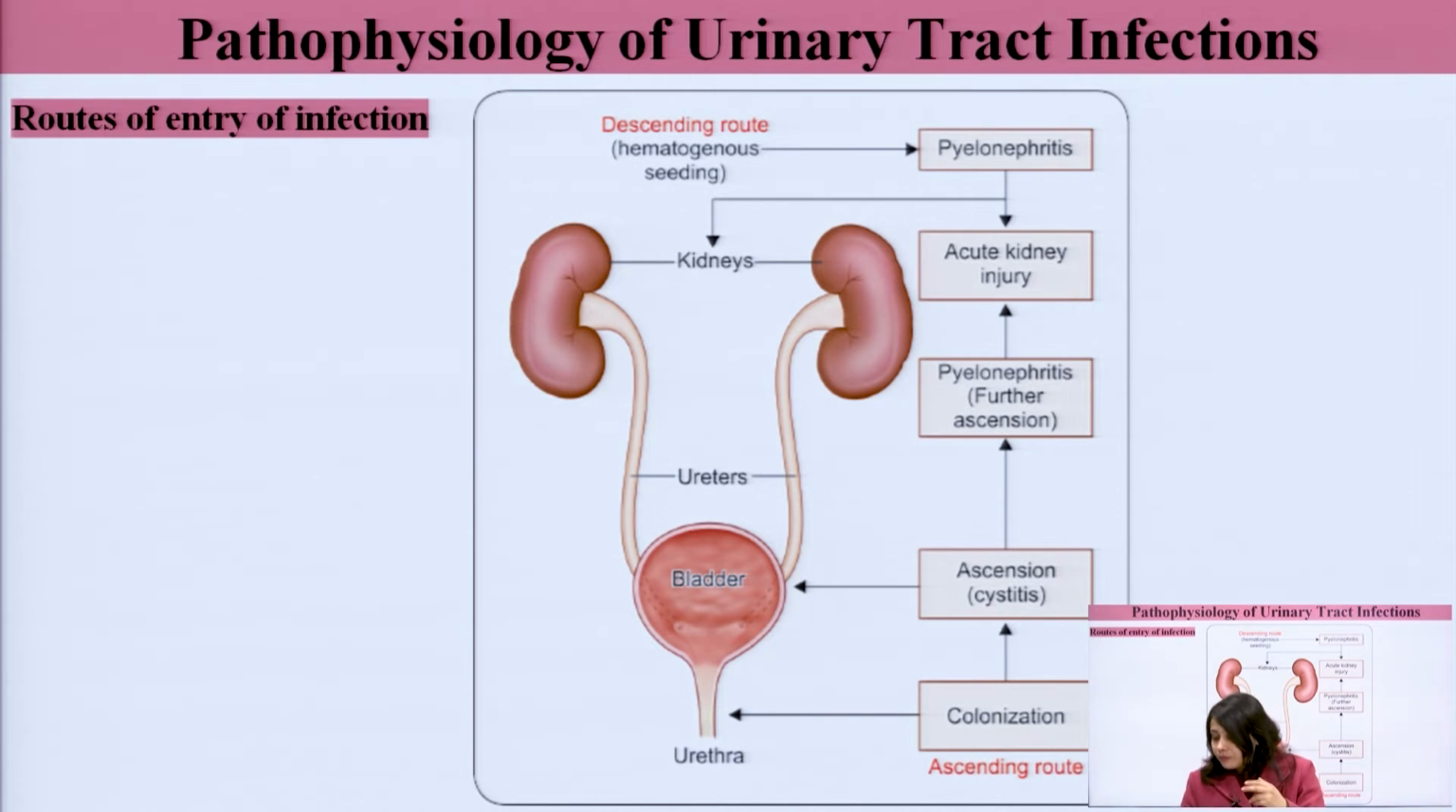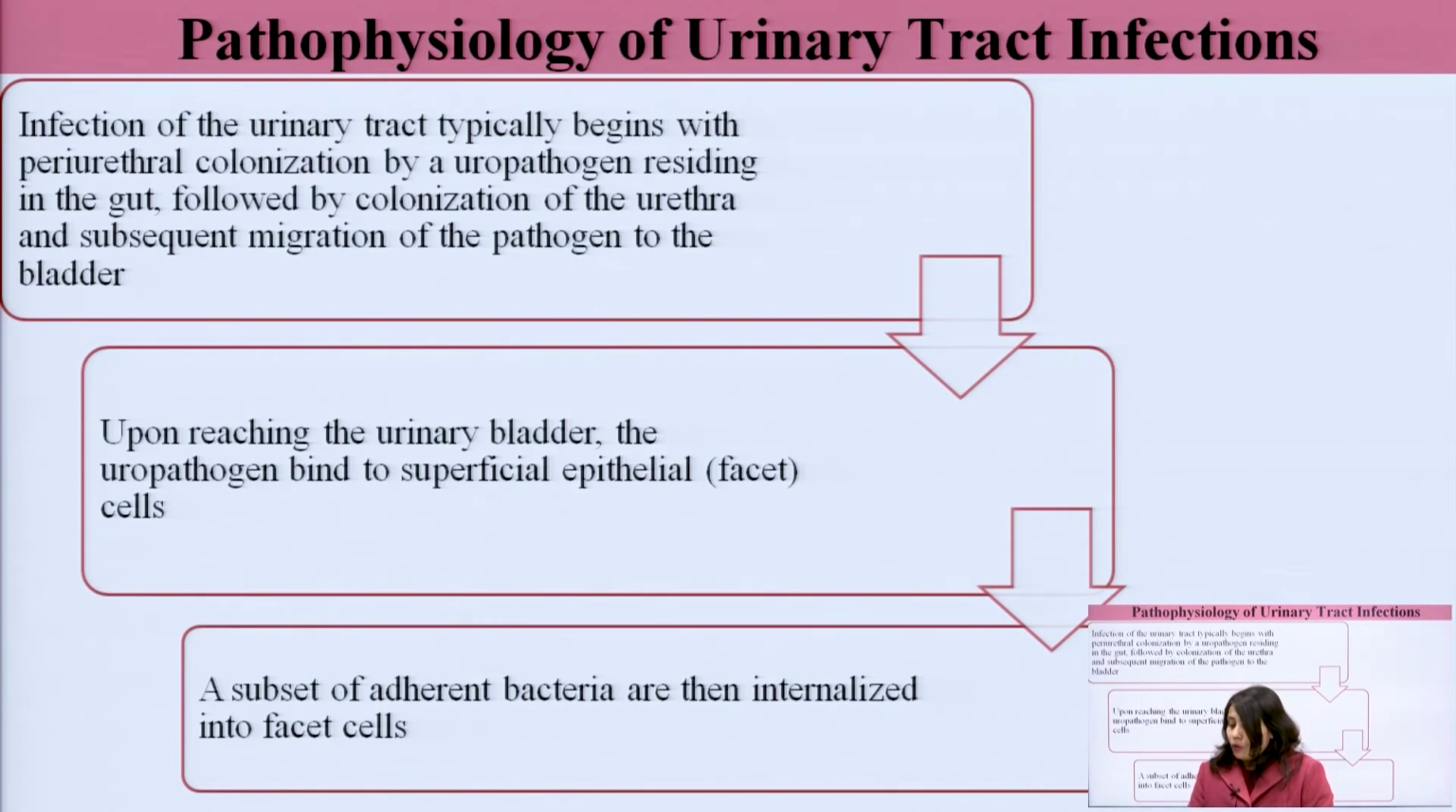So, there are two major routes of entry of microorganisms for causing urinary tract infection: the ascending route and the descending route. The ascending route is more important and common. Now, we talk about infection of the urinary tract that typically begins with periurethral colonization by a uropathogen residing in the gut, followed by colonization of the urethra and subsequent migration of the pathogen to the bladder.